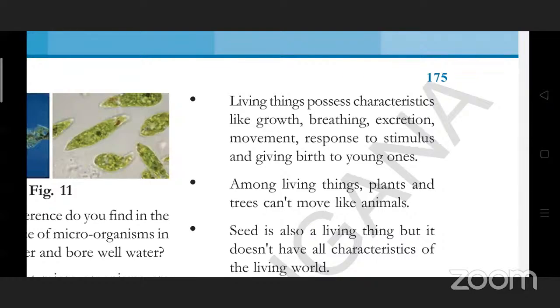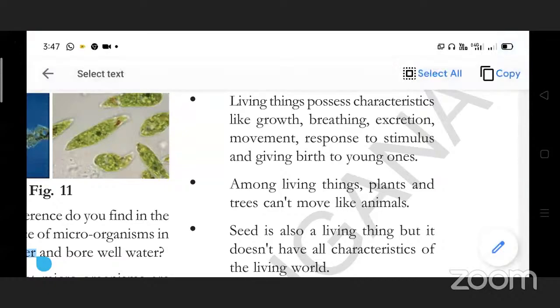Like a wall, like a knife. You can see many things around the world. Next, among living things, plants and trees cannot move like animals. Seed is also a living thing.